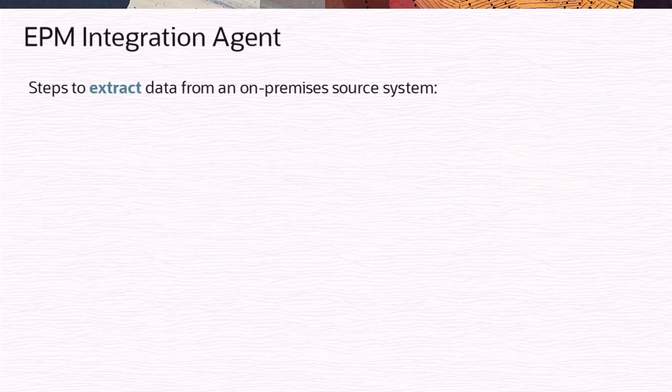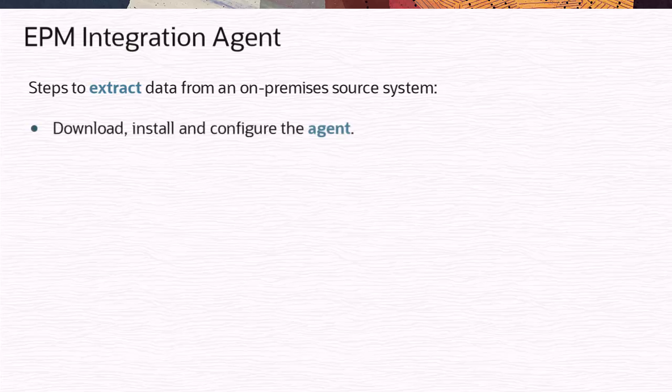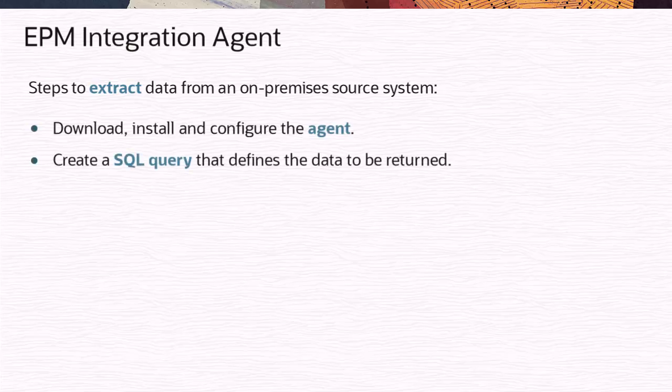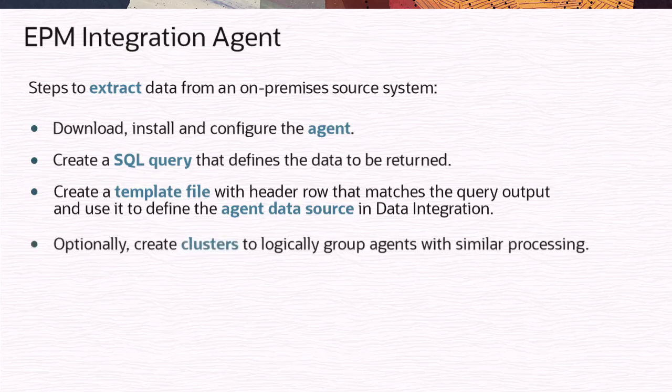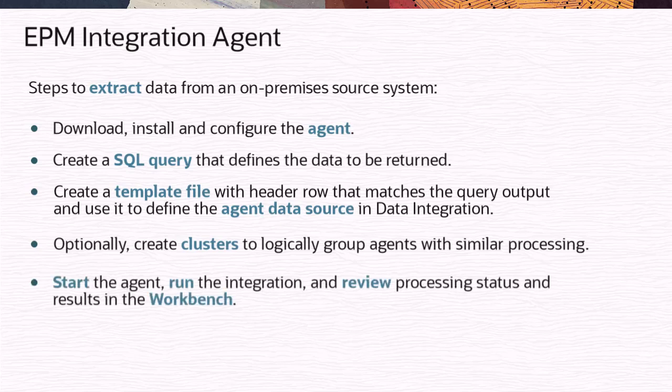You'll perform the following steps to extract data from an on-premises source system: download, install, and configure the agent. Create a SQL query that defines the data to be returned. Create a template file with a header row that matches the query output and use it to define the agent data source in data integration. Optionally, create clusters that can be used to logically group agents with similar processing. Start the agent, run the integration, and review processing status and results in the workbench.